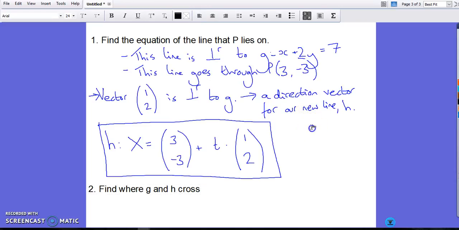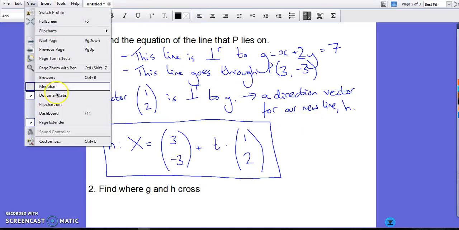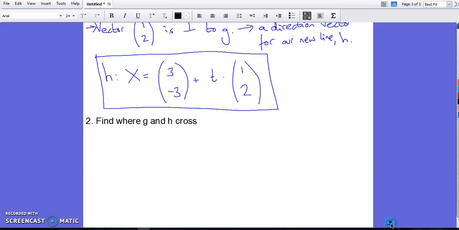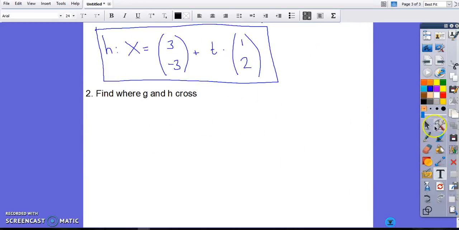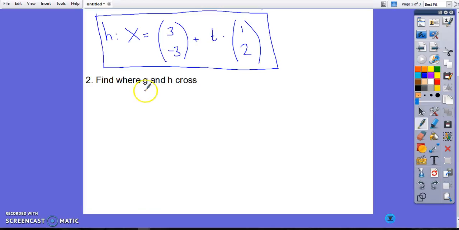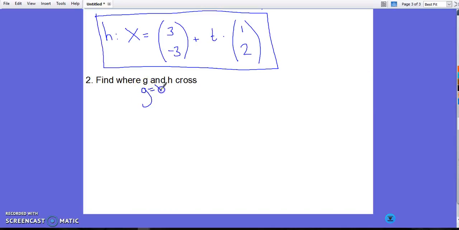So, to find where G and H cross, let's just bring the page down a little bit. The point of intersection between G and H is where G is equal to H. So when they have the same coordinates for x and y, then that's the point where they meet. So we have them in two different forms, but that shouldn't be such a big deal.